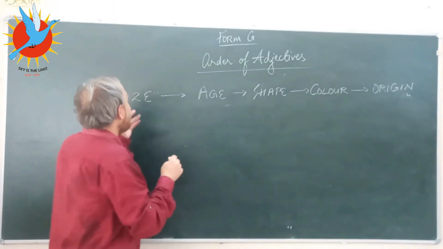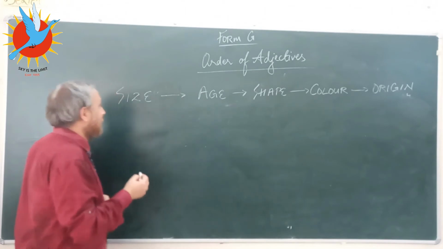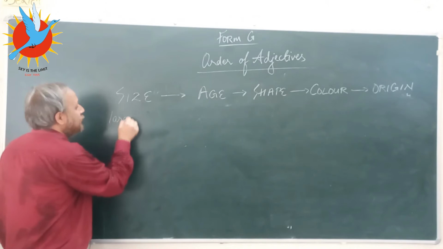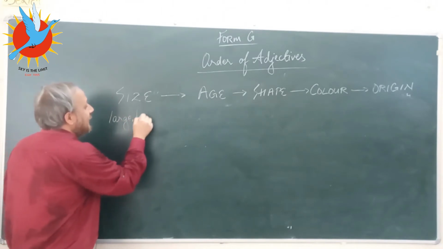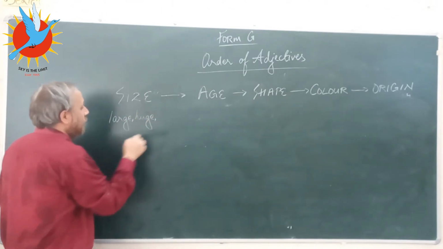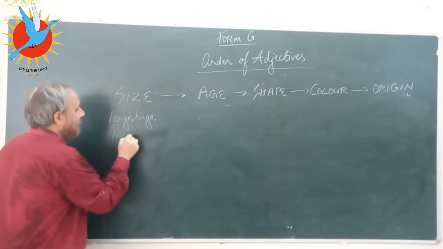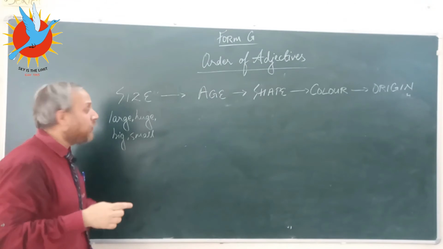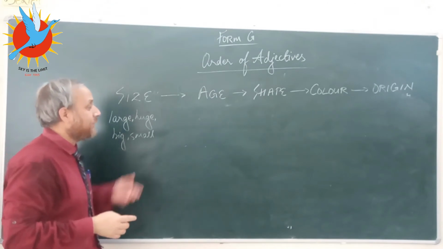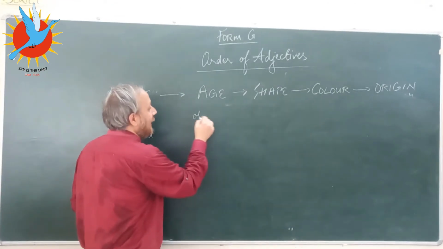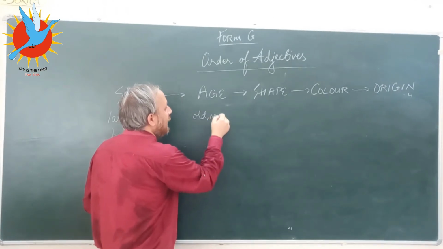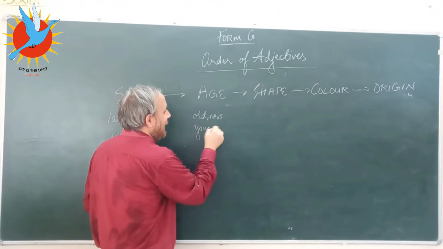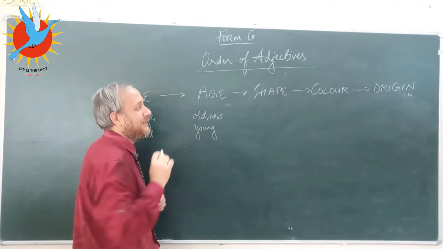So by size, what do I mean? Or what do we mean, kids? Size like large, let's say huge, let's say big, small. All these adjectives refer to size. What about age? Let's say old, new, let's say young. Let's keep it at this.